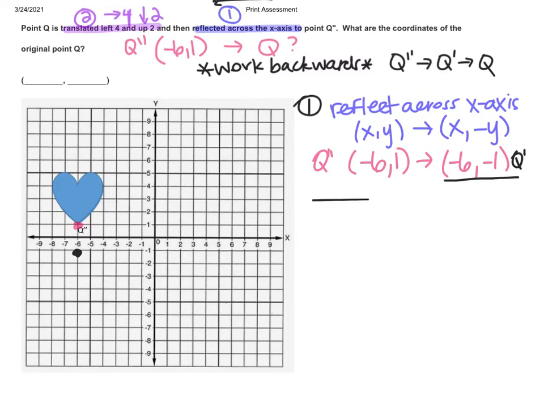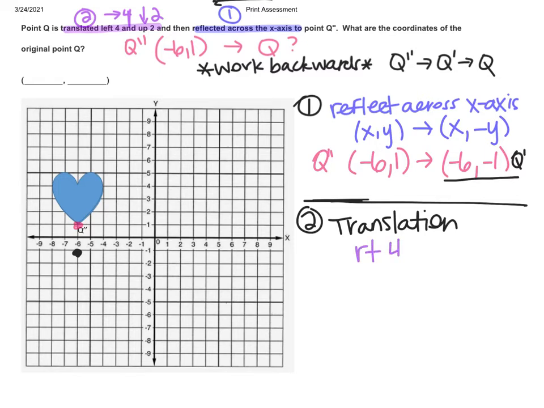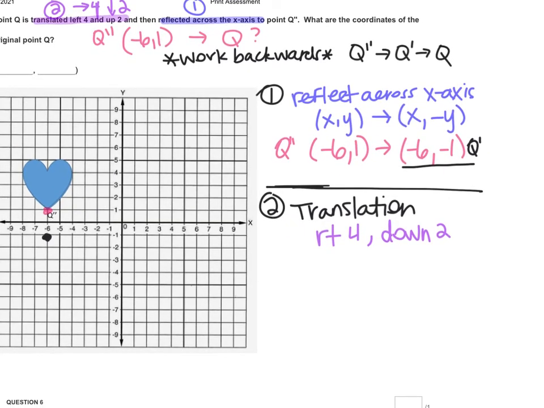Okay, so step 2 was a translation. Okay, so in the problem, it states that we want to translate left 4 and up 2. But that's when we're going from the original point to the final point. Now we're going backwards, so technically we want to translate right 4 and down 2. Okay, because again, we are working backwards.